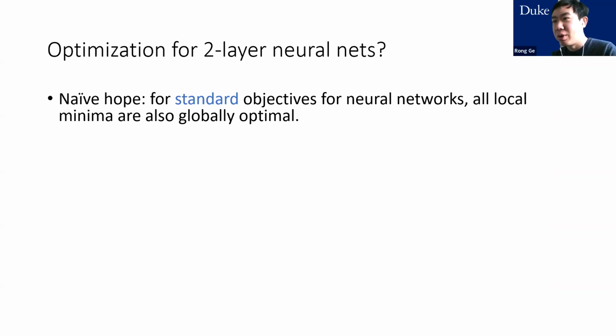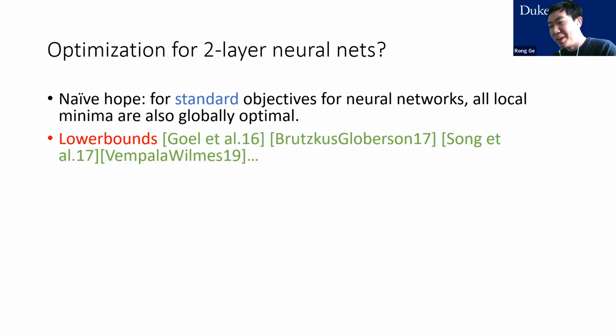Maybe that's because all local minima of these standard objectives are also globally optimal. The reason that I had this naive hope was that we were actually able to show this property, that all local minima are also globally optimal, for some even simpler objectives like matrix factorization and tensor decompositions. So back then I was conjecturing that maybe this is true also for neural networks. Unfortunately, I know that it can't really be true, because there are many lower bounds showing that it is hard to learn a two-layer neural network. So it's impossible that all local minima are also globally optimal.